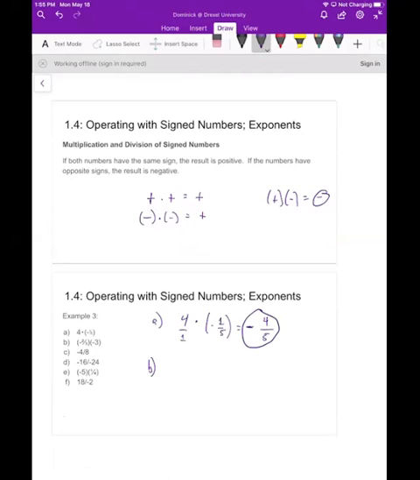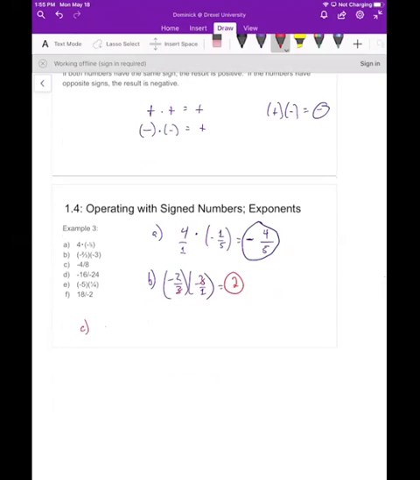Part B, we have a negative 2 over 3 times a negative 3, which we'll think of as negative 3 over 1. Here we have negative times negative, so this will give us a positive. And of course here, we could say that the 3's will cancel, and we're just going to be left with 2 over 1, which is just 2.